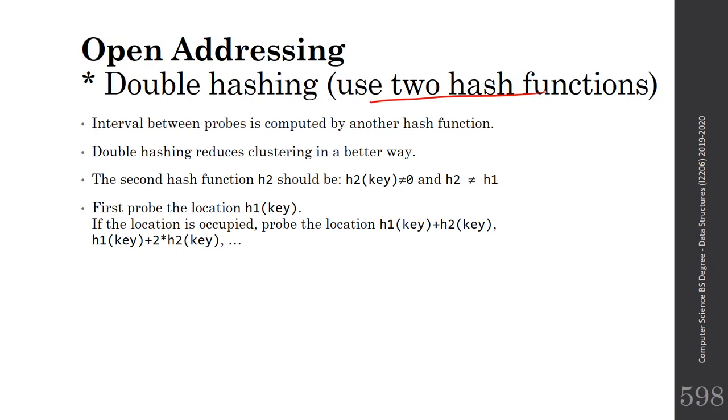So whenever we have a collision from the first function, the probing, the steps that we need to move are computed by the second function. So how can we do that? We should have a second function which is different from the first function. At first we will start with h1 of key, so we use the first hashing function. Whenever there's a collision, I will use h1 plus h2 of key, and if there's a collision I will multiply h2 by 2, then by 3, and so on.